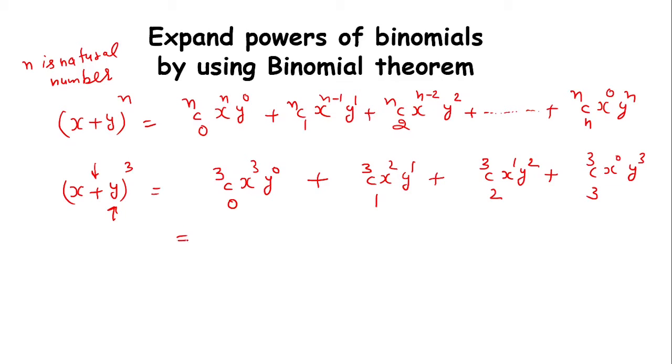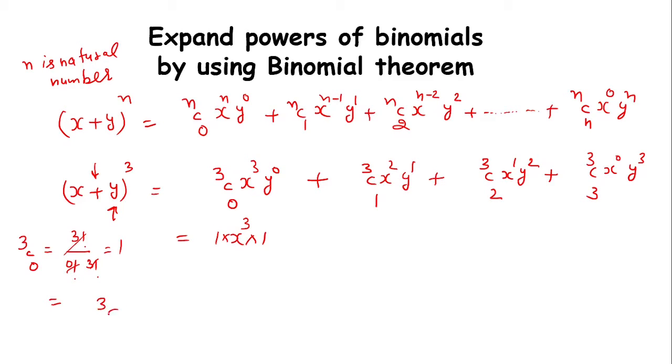Now simplify this. 3C0, how do you simplify it? I told you, my dear, the formula: 3 factorial over 0 factorial times (3 minus 0) factorial, which means again 3 factorial. 0 factorial, I told you, is 1. 3 factorial over 3 factorial, so I will get 1 only. So this 3C0 is 1, x power 3, and y power 0 is again 1.